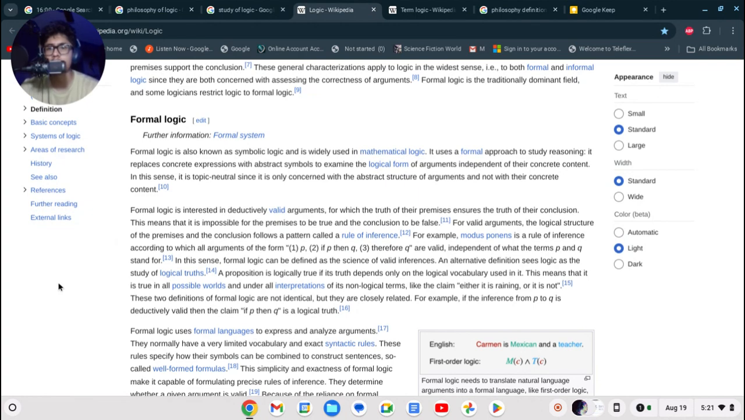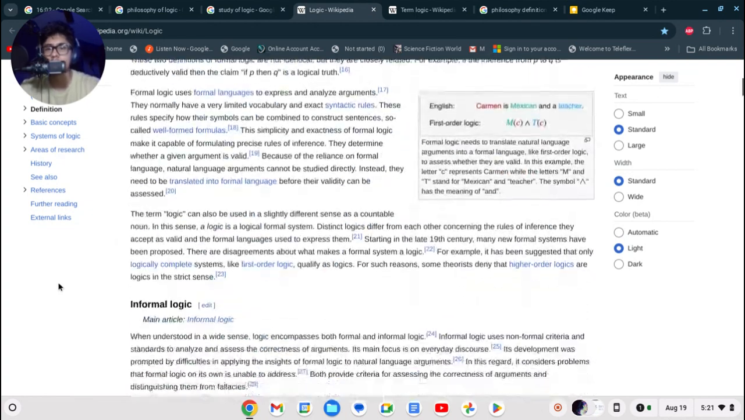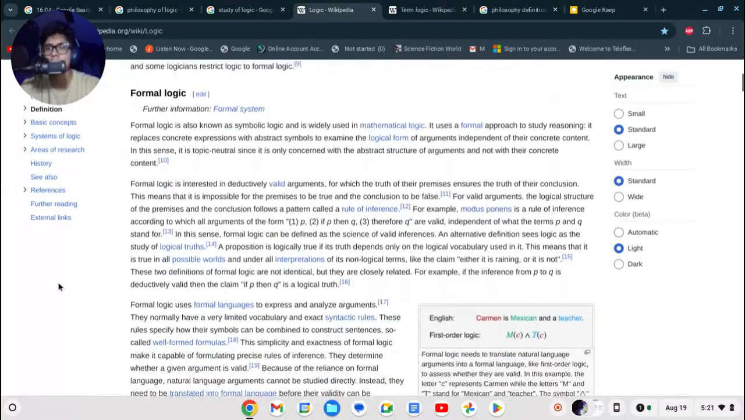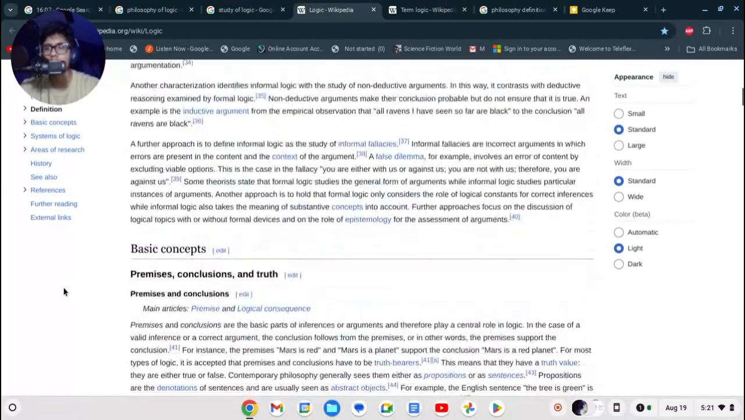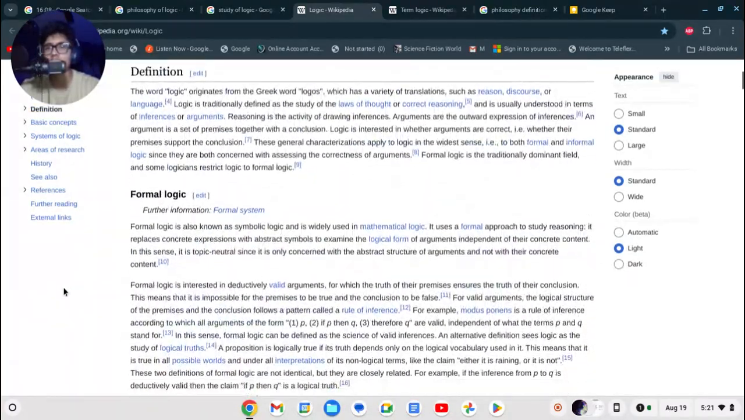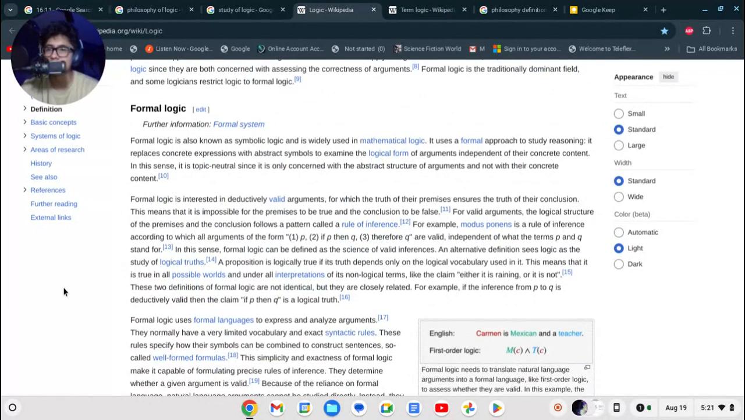Formal logic is interested in deductively valid arguments, for which the truth of their premises ensures the truth of their conclusion. This means that it is impossible for the premises to be true and the conclusion false. We'll do this one more. We'll do formal and informal. I think that'll be the last two we do. Sorry, excuse me. What was I saying? I forgot where I was.